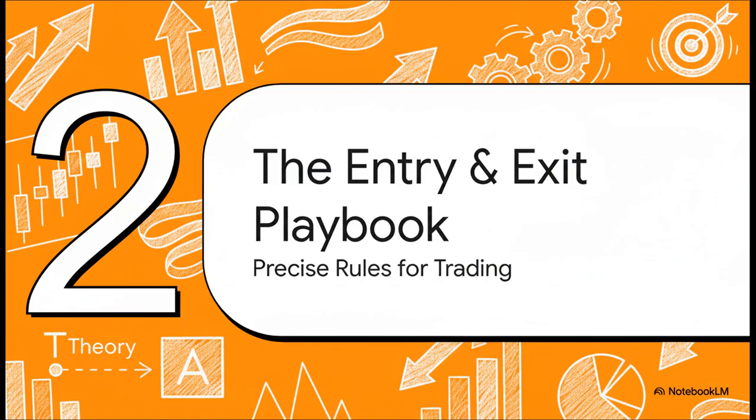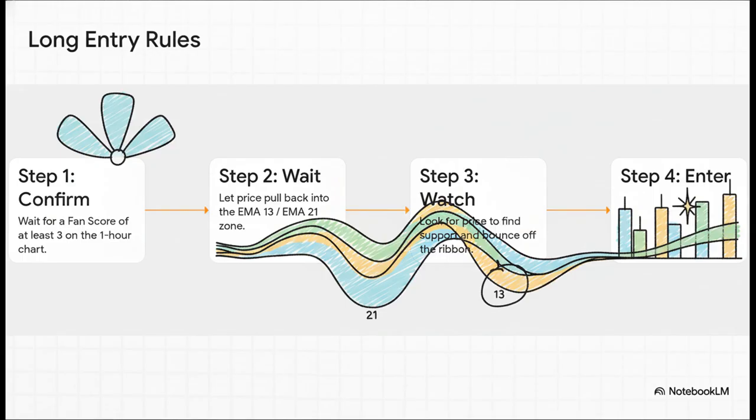Okay, let's get into the playbook. This is where we turn the theory into exact mechanical rules for getting into and out of a trade. This is where it all comes together. For a long entry, the process is super methodical. First, you confirm you've got a fan score of at least 3. Then, and this is crucial, you wait. You don't chase the price. You let it pull back down to the ribbon, specifically into that sweet spot between the 13 and 21 EMAs. You watch for the price to find support and bounce. And your entry trigger? It's the candle that closes back above the fast 8 EMA. That's your signal that momentum is back on your side.